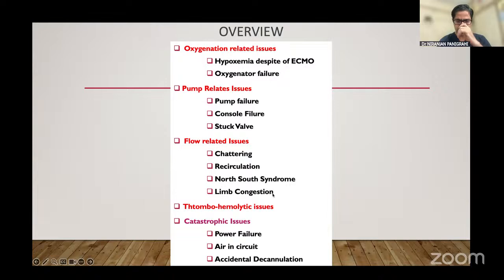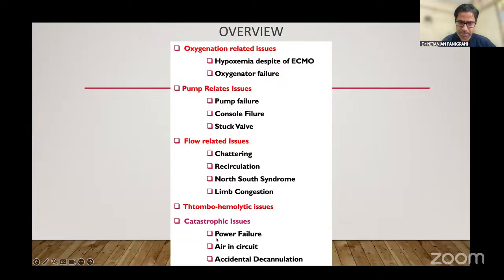Limb congestion is particularly in VV whenever we use a bigger size cannula, and ischemia is especially a problem of the VA. Thrombotic and hemolytic or bleeding complications. So I will try to avoid this, because that is a different setup management.